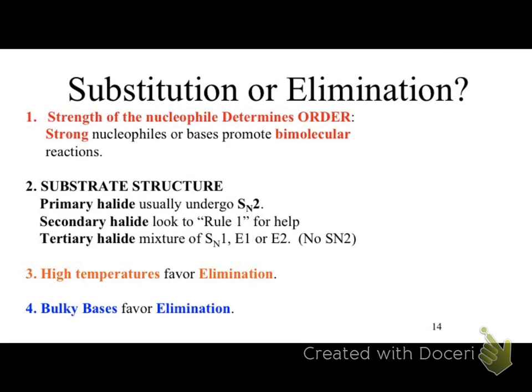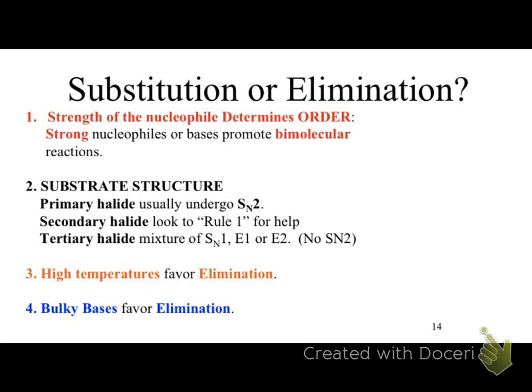The other things that we could look to would be our substrate structure. If it's a primary halide, we really only have one choice. It has to be the SN2. Primarily. We can see some E2 eliminations in that case, but it's really, really rare. It's a lot easier to just do that substitution.